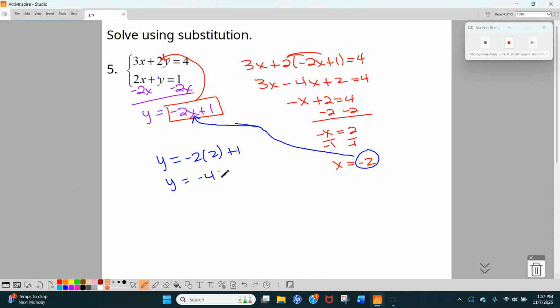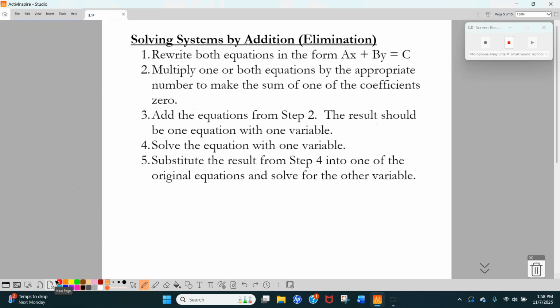So now we end up with y is negative 3. So our solution is the ordered pair negative 2, negative 3. Remember, ordered pairs are x and then y. All right, so that was your example of substitution.